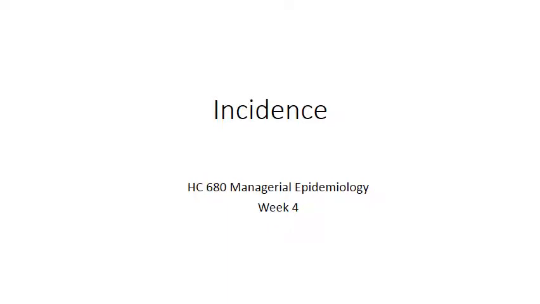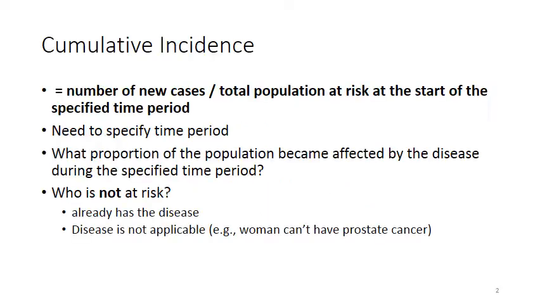Incidence is a measure of new disease frequency. A population is followed over time, and the proportion of the population at risk that develops the disease is determined. Cumulative incidence is the number of new cases divided by the total population at risk at the specified time period.